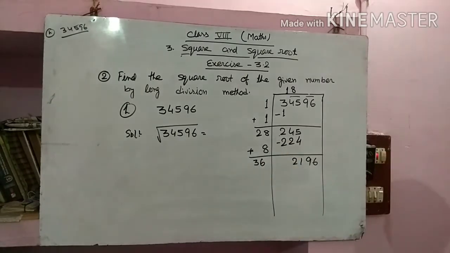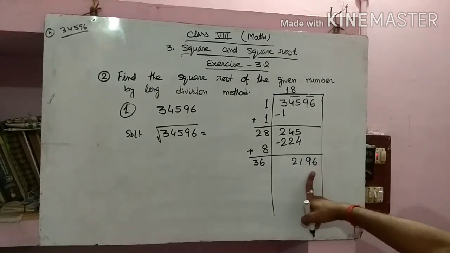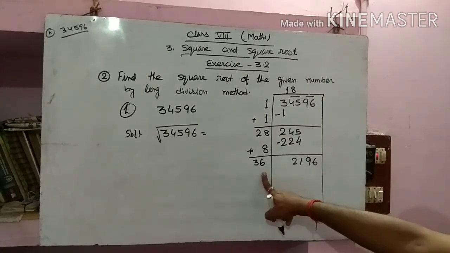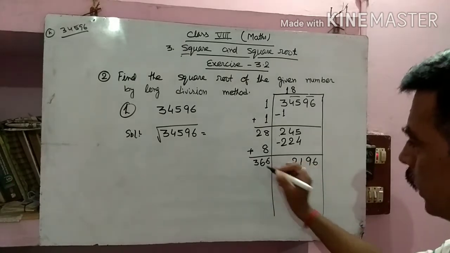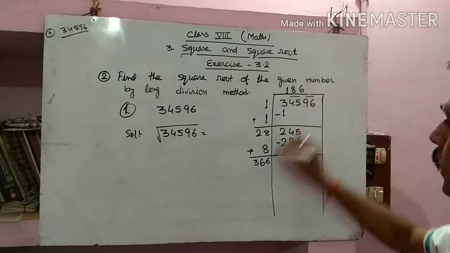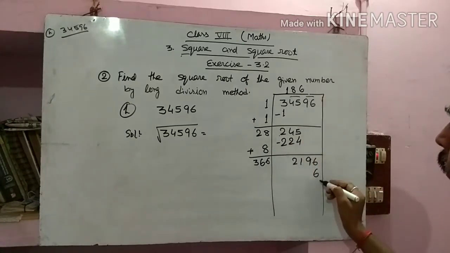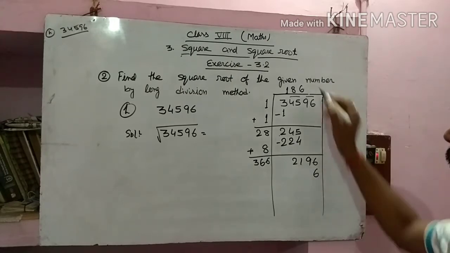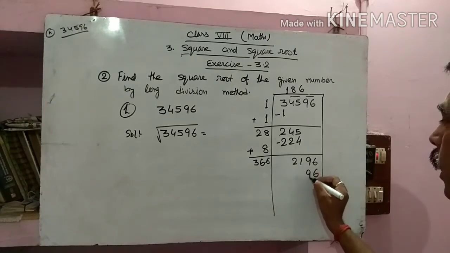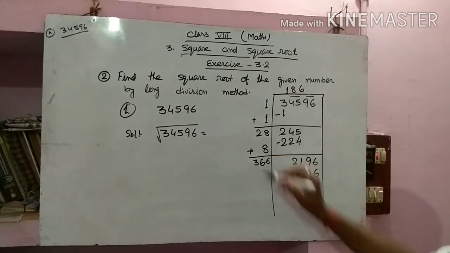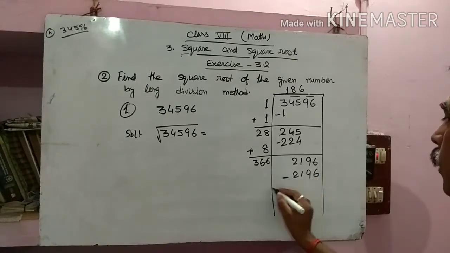So we have to find the number nearer to 8. Look, its unit place is 6. The 36 is already a very big number, so most probably this number will be 6. Let's check. 6 times 6 is 36, carry 3. 6 times 6 is 36 plus 3 is 39, carry 3. 6 times 3 is 18, plus 3 is 21.